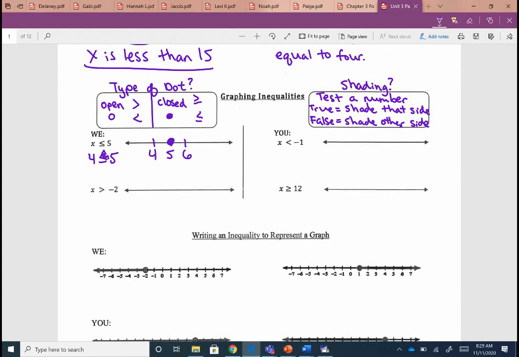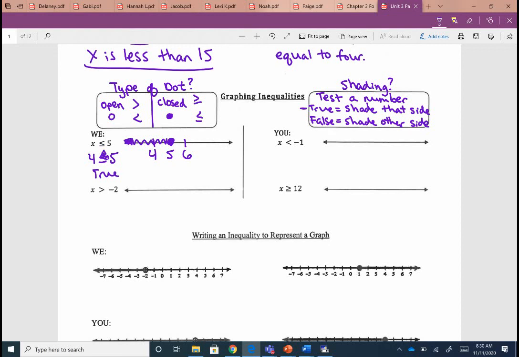5 is bigger than 4. So this is true. So if it's true, we want to shade that side. No fancy tricks. We're just using the inequality itself. We're not trying to memorize, hey, if it points this way, shade this way. To me, that's too many things to get goofed up in my brain. I know 4 is less than or equal to 5. It makes my inequality true. I'm going to shade the side with 4.